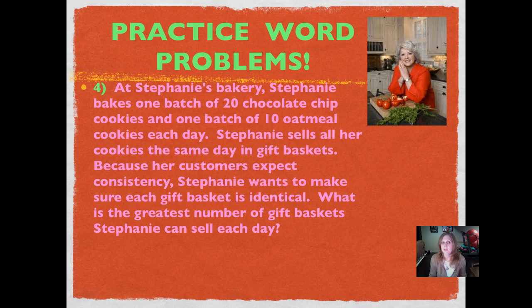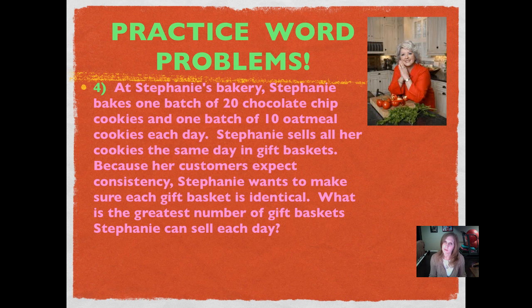Here is our practice word problem for the night. I'm going to read this aloud to you. Number 4. At Stephanie's Bakery, Stephanie bakes 1 batch of 20 chocolate chip cookies and 1 batch of 10 oatmeal cookies each day. Stephanie sells all her cookies the same day in gift baskets. So she's not putting all of those into one gift basket. She's putting an equal amount of both types of cookies in a gift basket.